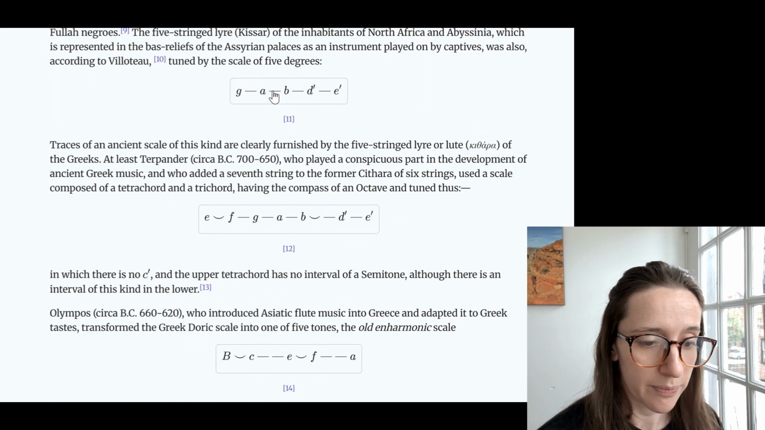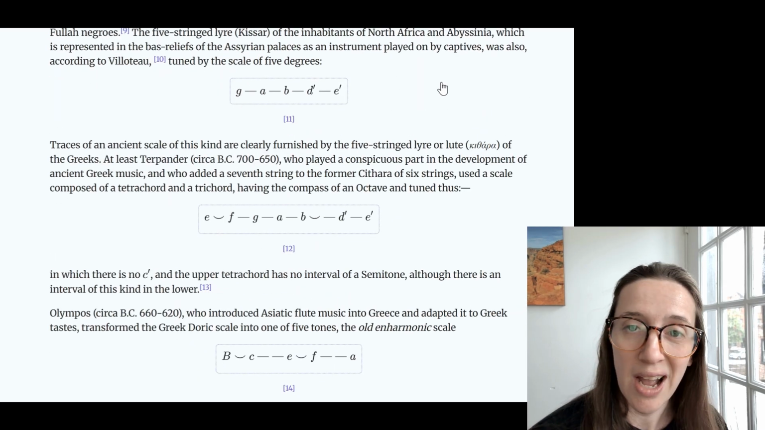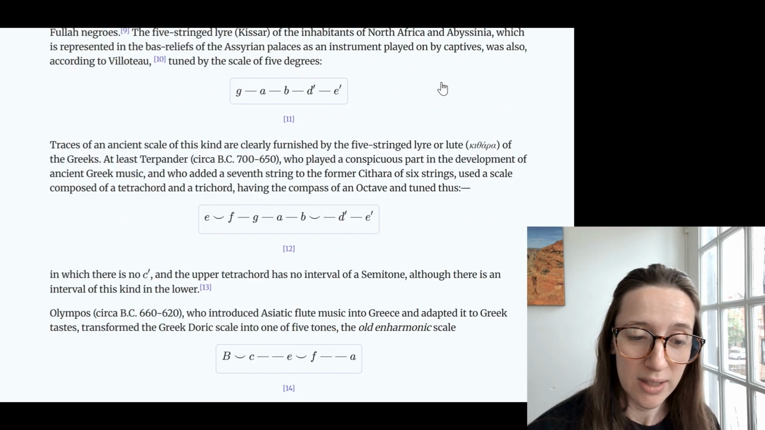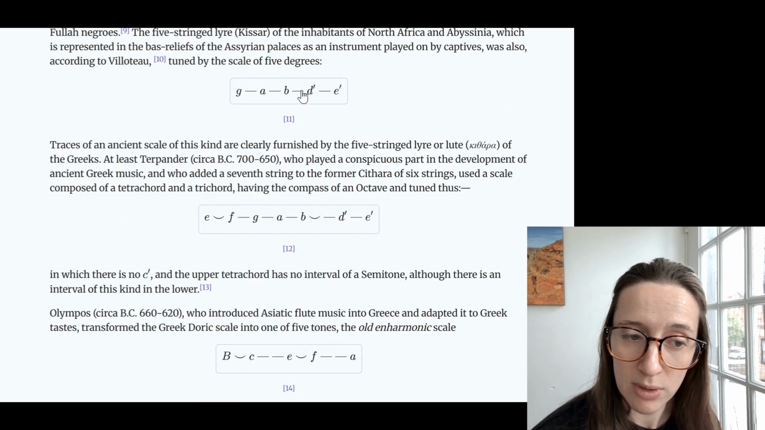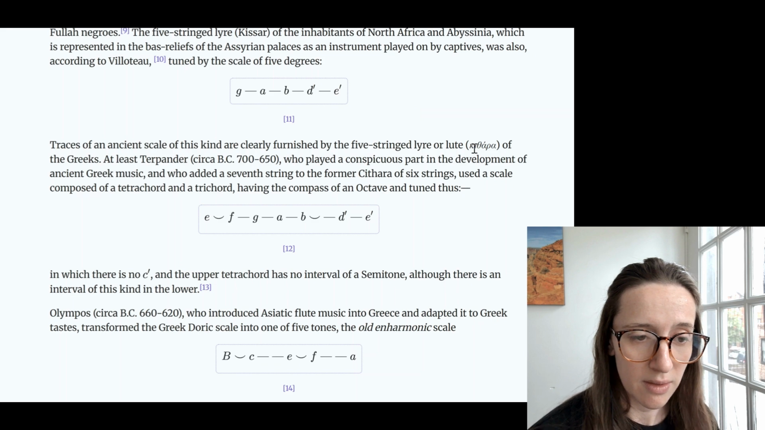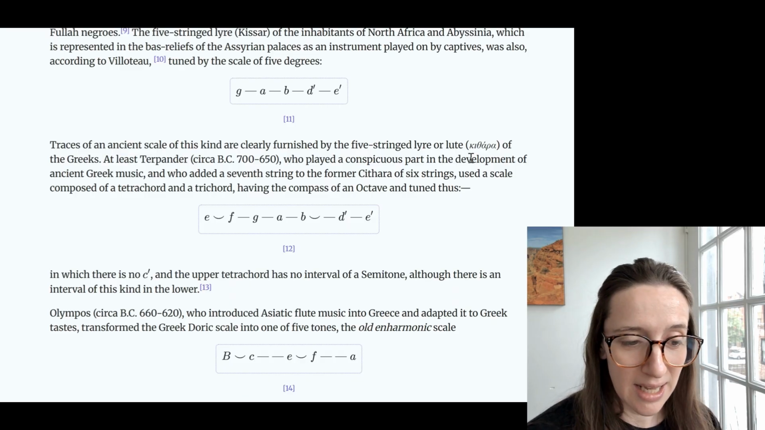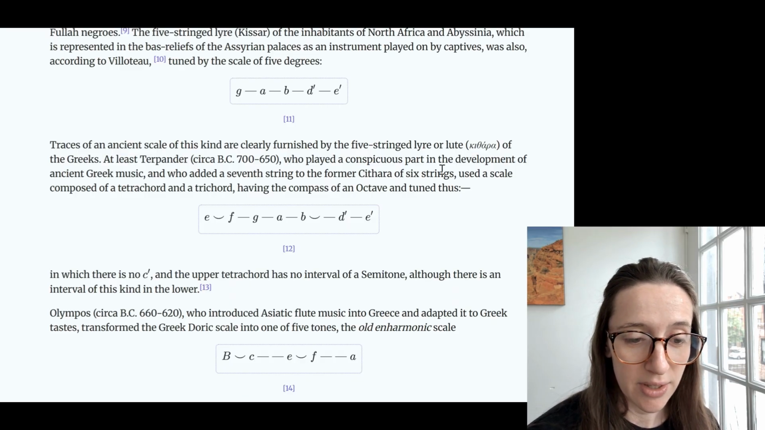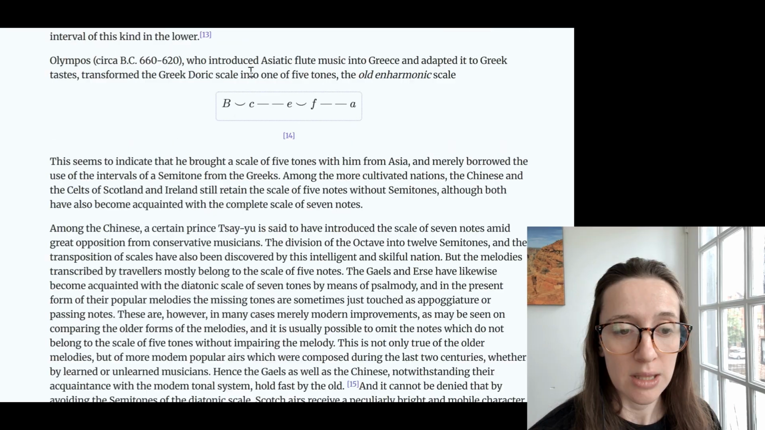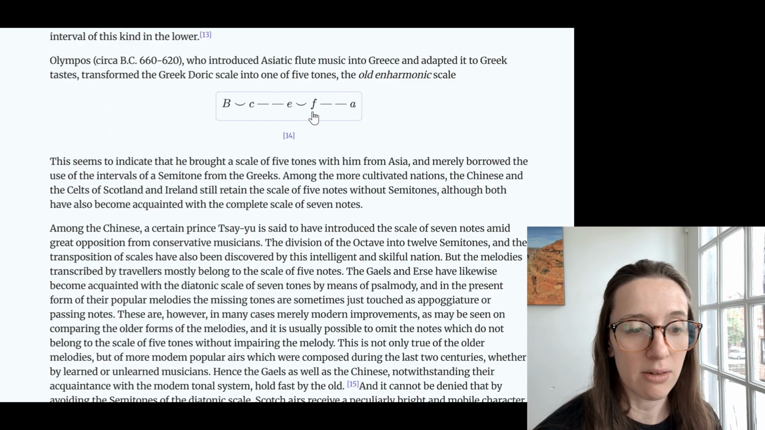are some examples. The North African five-string lyre, or kisar, would have been tuned like this. We have this scale when the ancient Greeks added a seventh string to the kithara. The old enharmonic scale.